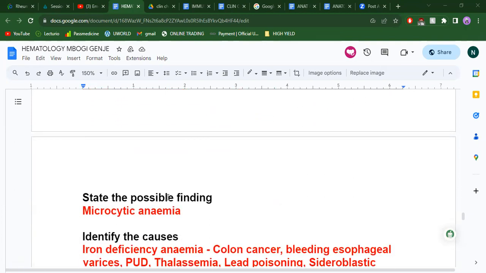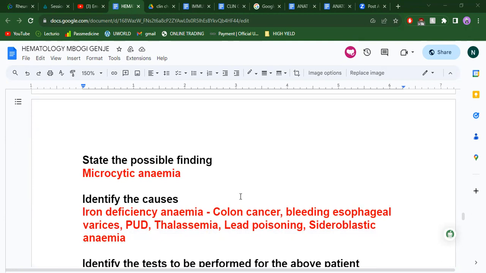Identify the causes. I think we classified this one well, but you can use the formula TAILS: thalassemia, anemia of chronic disease, I is iron deficiency, L is lead poisoning, S is sideroblastic anemia. For iron deficiency anemia, it depends on the lecturer, but give the causes as much as you can. So what happens? Bleeding, esophageal varices, colon cancer. For colon cancer, basically it is the ulceration, or maybe a polyp that has ulcerated, and then you'll have blood in stool, occult blood or bloody diarrhea. Bleeding esophageal varices, or you can have peptic ulcer disease, you present with hematemesis.